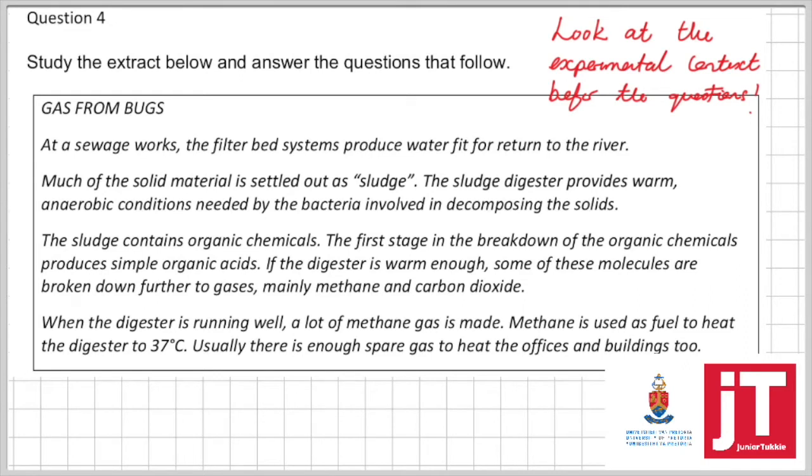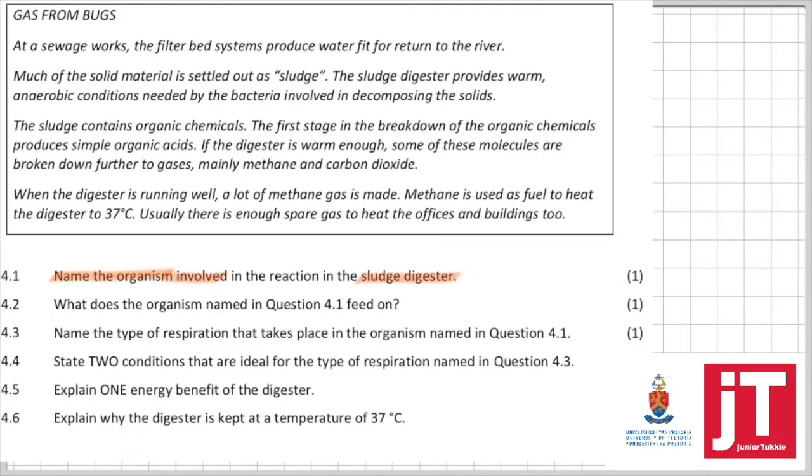All right, so we got a lot to work with in this context. Now let's have a look at what the questions are going to be, just highlighting a few of the important points to remember in this context so that we can look ahead here. 4.1. Name the organism involved in the reaction in the sludge digester. This is a 1-mark question, and if you'll remember, there's only one organism here that we've referred to in our context.